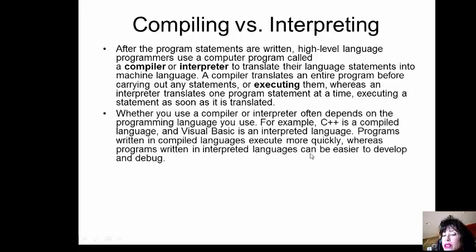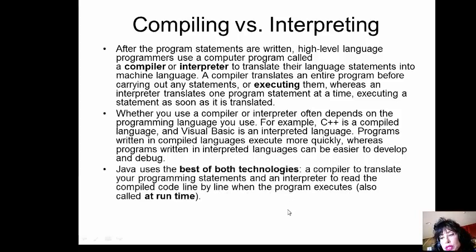So whether you use a compiler or interpreter depends on the programming language you use. For example, C++ is a compiled language, but Visual Basic is an interpreted language. The benefit from having a compiled language is they execute more quickly, whereas interpreted languages can be easier to develop and debug. Now, Java is sort of a hybrid between those 2. It uses the best of both technologies. It has a compiler to translate your programming statements and an interpreter to read the compiled code line by line when your program executes. Executing your program while it's executing is called runtime.